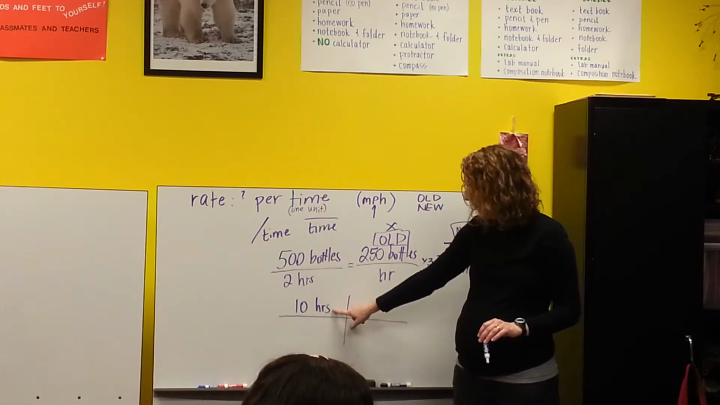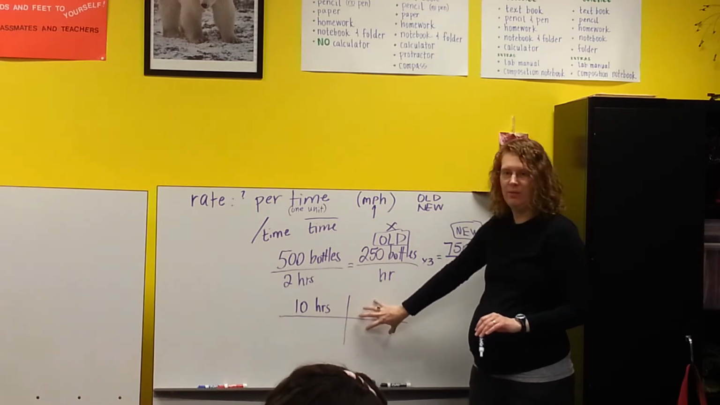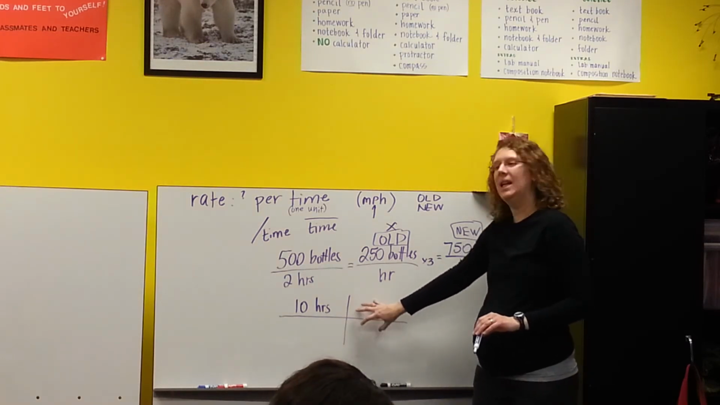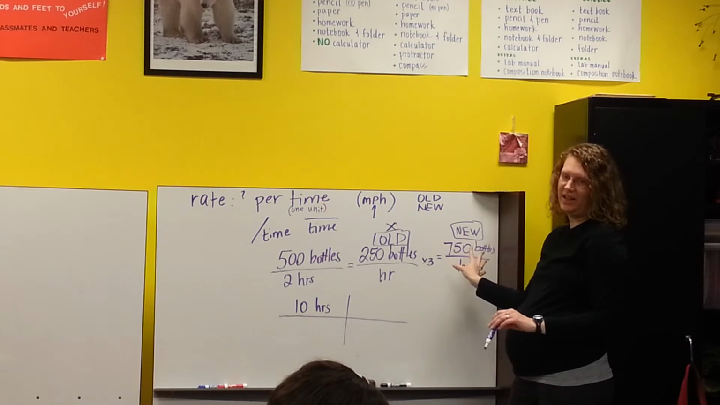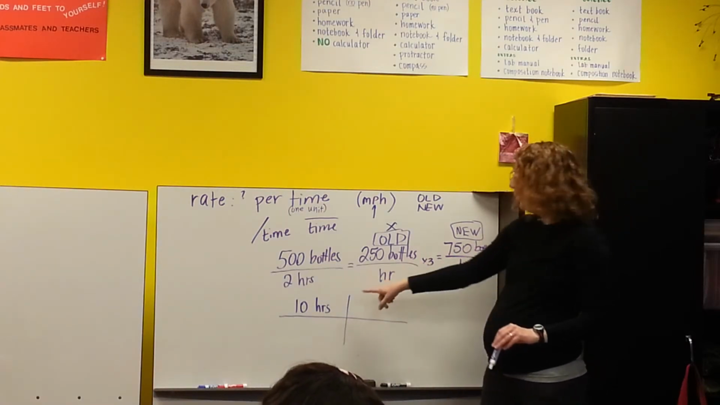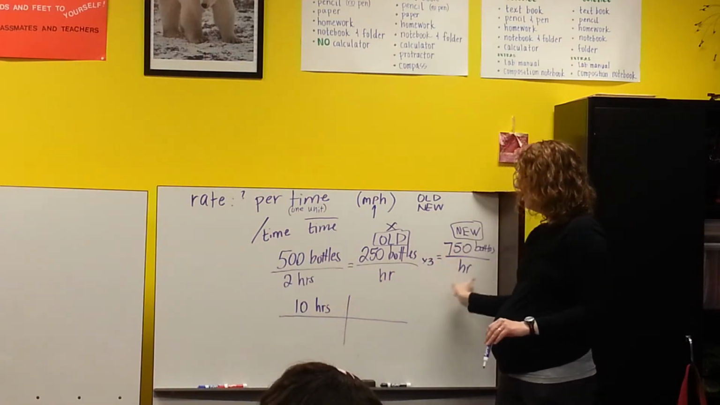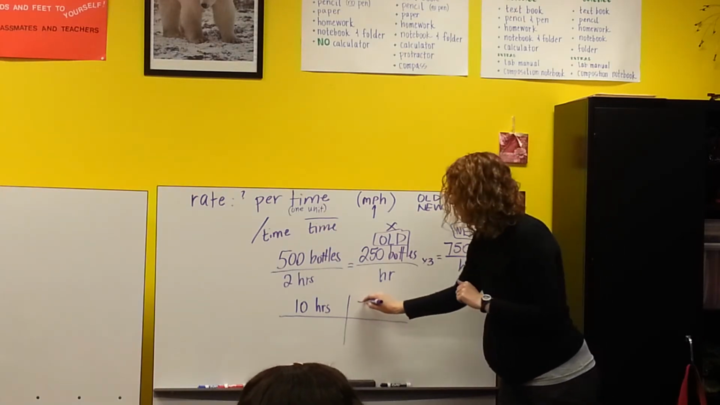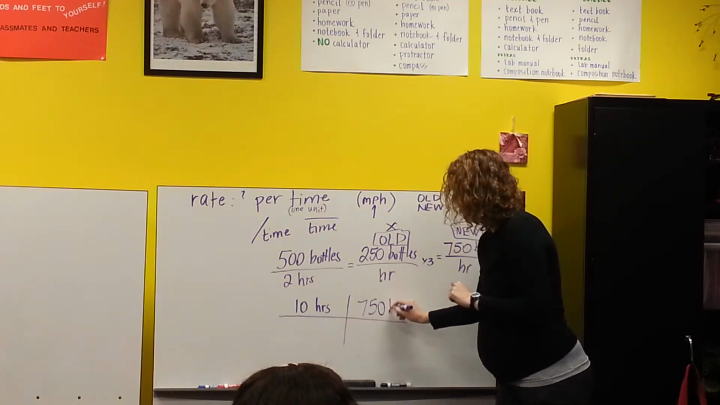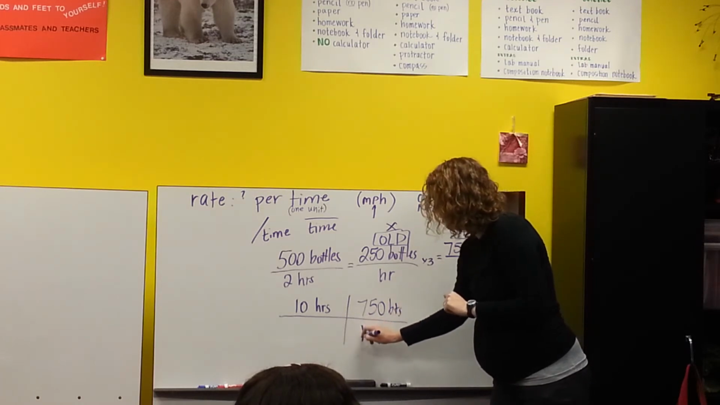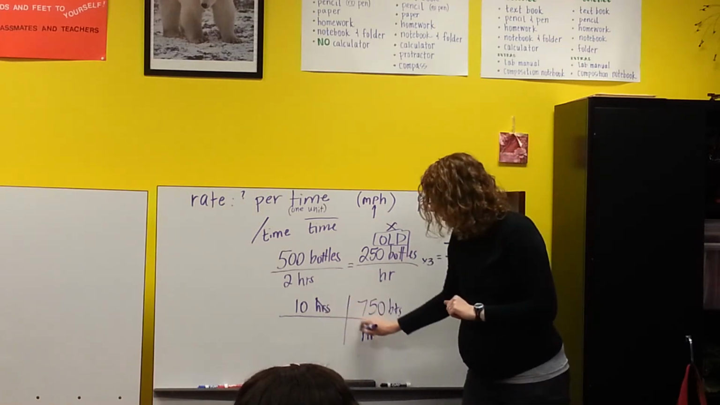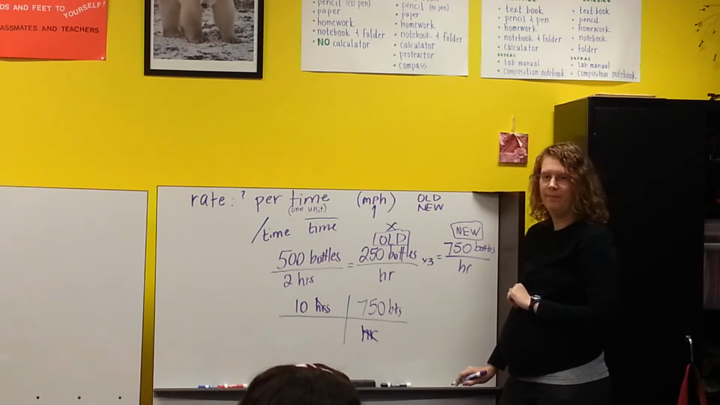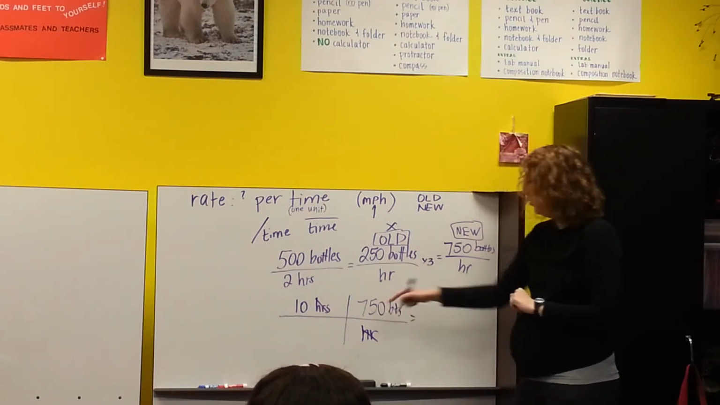If hours is on top here, where do you need hours to be when you plug in your rate? The bottom. Exactly. And that's how you have it already, right? Okay, so that's what I mean. We need our units to cancel, so that's why you left it this way. That's what I was getting at. Does that make sense? So that's why we put 750 bottles per hour, so that our hours can cancel, right? Okay, now, what kind of math are you going to do?